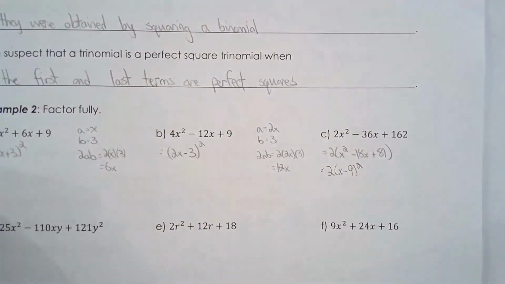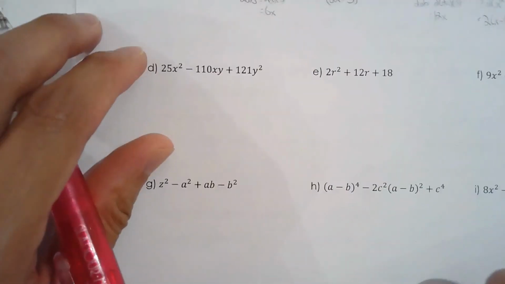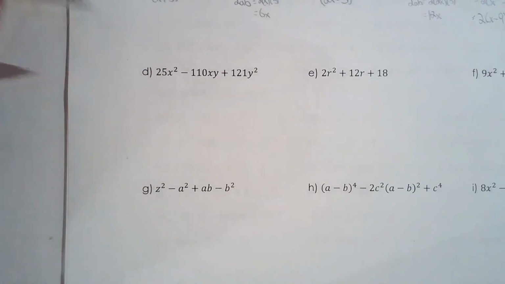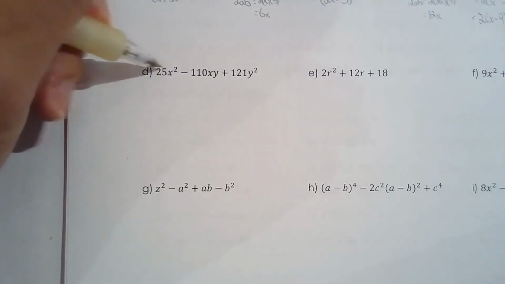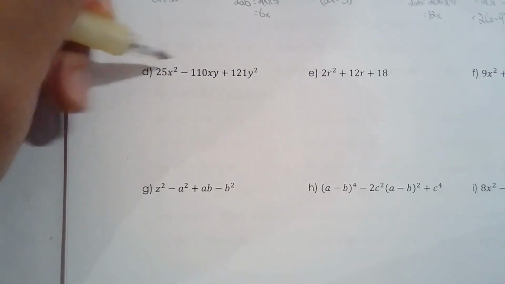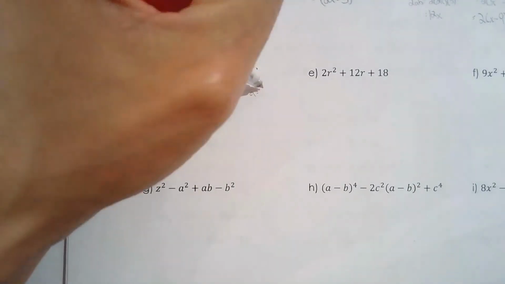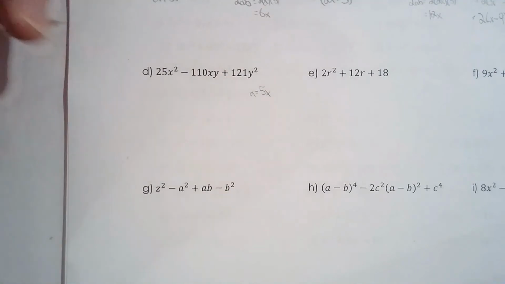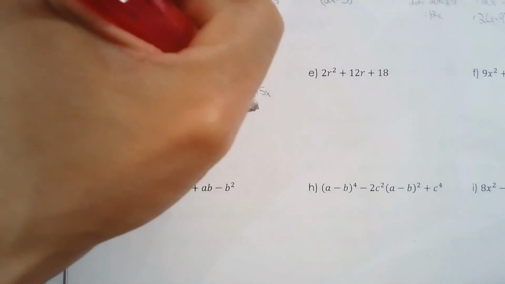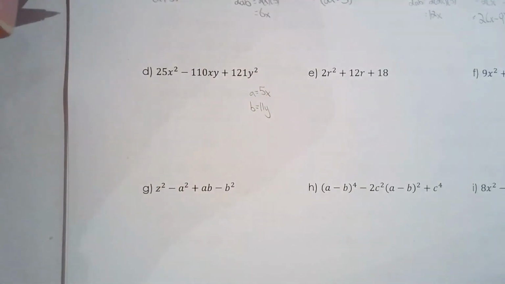So there we go. All right, is this a perfect square trinomial? Well, my first term is a perfect square. My last term is a perfect square. You know what? Let's help you out. A is 5x, because a squared is 25x squared. B is 11y, because b squared is 121y squared.